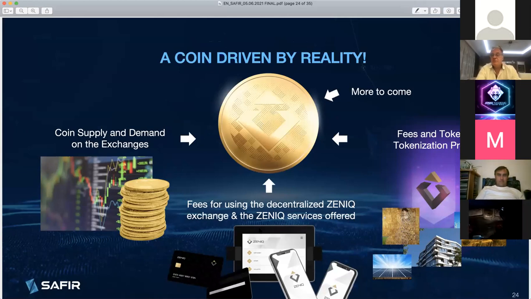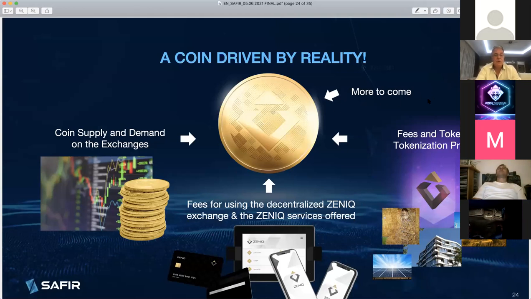Absolutely. It's not driven by a hope, a dream, a maybe. No, the whole masterpiece was put together before we started to do the marketing. It's of course driven by supply and demand on the exchanges. Absolutely, yes. But it's also driven from the fees generated from all the services inside the whole concept, and also from the fees from all the different tokenization projects. So all these parts bring an underlying asset value to our ZENIQ token.